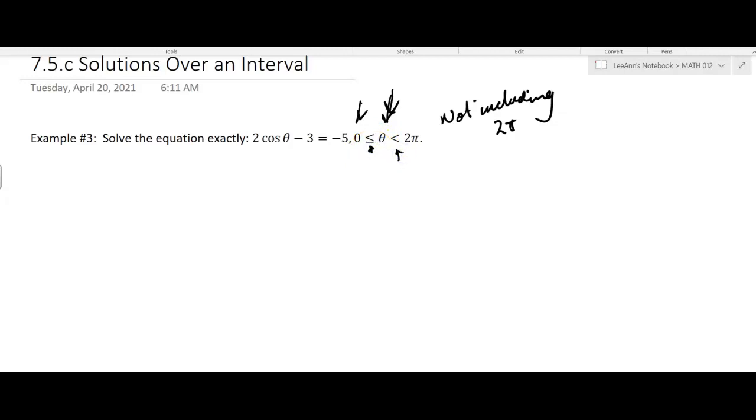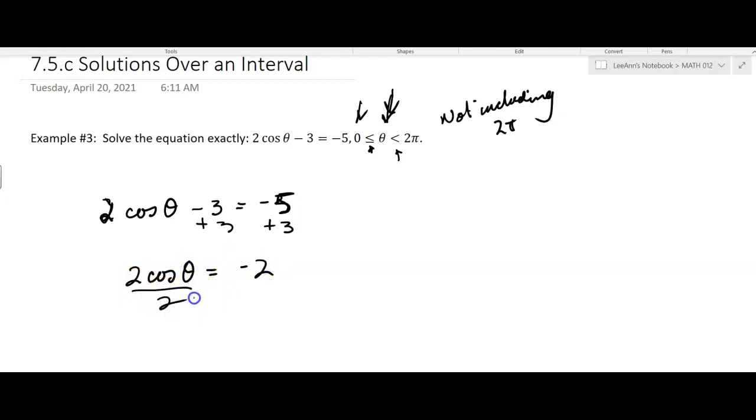Okay, so let's look at our equation, 2 cosine theta. Remember, we're trying to solve for theta here in this example. Minus 3 equals negative 5. Okay, so first of all, you have to actually solve the equation. So you're going to add 3 to both sides. You know, good old algebra. And you're going to divide both sides by 2. And so now you have cosine theta equals negative 1.